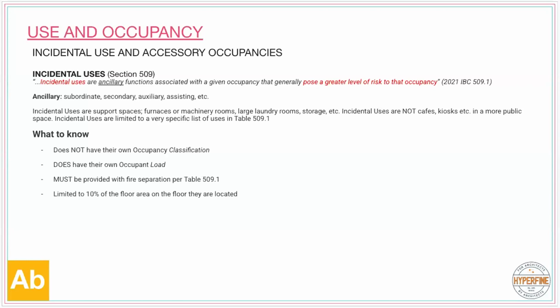And a couple things to know is that they do not have their own occupancy classification. So if you have an assembly building with a furnace room, that furnace room is not classified separately. It does have its own occupant load. So when we talk next about occupant load, about the people who are allowed in a certain space, or the egress you have to provide for people in a space, that is separate.